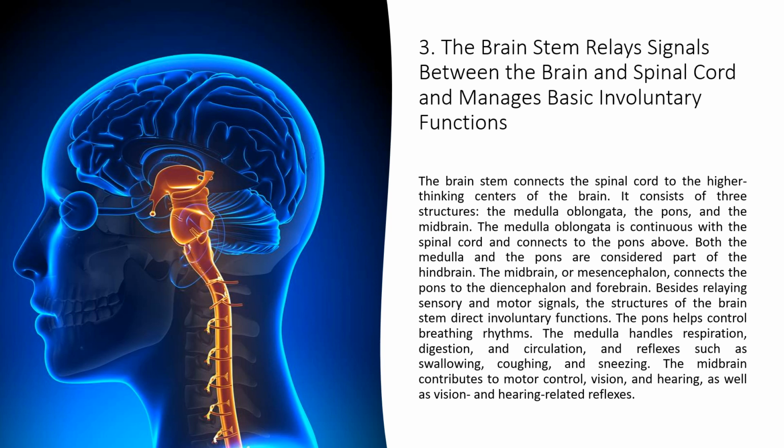The midbrain or mesencephalon connects the pons to the diencephalon and forebrain. Besides relaying sensory and motor signals, the structures of the brain stem direct involuntary functions. The pons helps control breathing rhythms. The medulla handles respiration, digestion, and circulation, and reflexes such as swallowing, coughing, and sneezing. The midbrain contributes to motor control, vision, and hearing, as well as vision and hearing related reflexes.